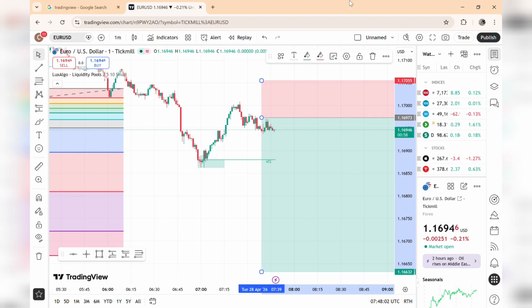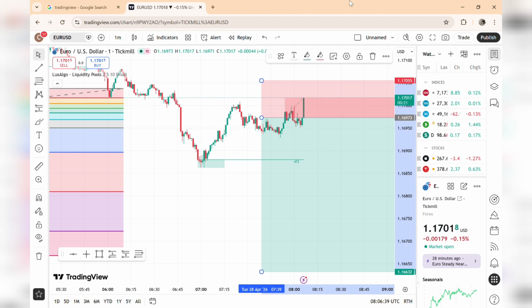We're looking at EURUSD on the 1-minute time frame, and I've got Lux Algo liquidity pools loaded up. Now, what this indicator does is it identifies areas where liquidity is setting, basically where the big players are likely to push price into before reversing. You can see we've got two main zones on the chart. The red/pink zone up top, that's our supply zone or resistance liquidity pool, and the green zone below, that's the demand zone, the support liquidity pool. These are the areas I'm watching for price to react.